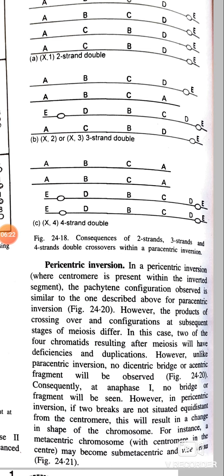For instance, a metacentric chromosome, which means a chromosome with the centromere in the center, where the centromere is arranged at the center of the chromosomal branches, or chromatids, may become submetacentric and vice versa.